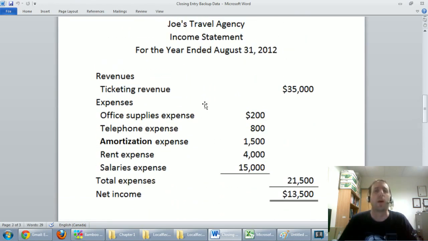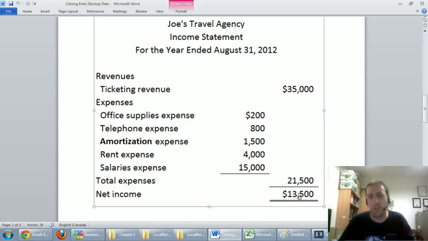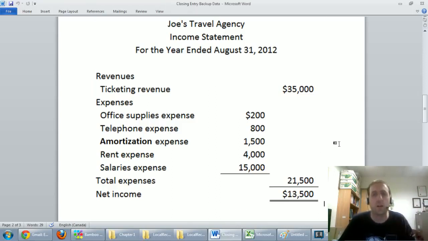If I went and talked to Joe, I guess this is Joe's travel agency, and I said, Joe, how much money did you earn in 2012? And it was August 31st, 2012. Joe would look at his net income and say, well, for 2012, I earned $13,500. Now, let's say it was the next day, September 1st, 2012, and I said, hey, Joe, your fiscal year on August 31st, 2012 is over. How much have you earned so far in the new year?